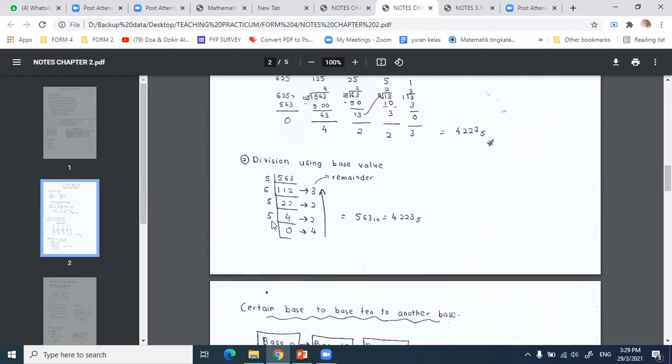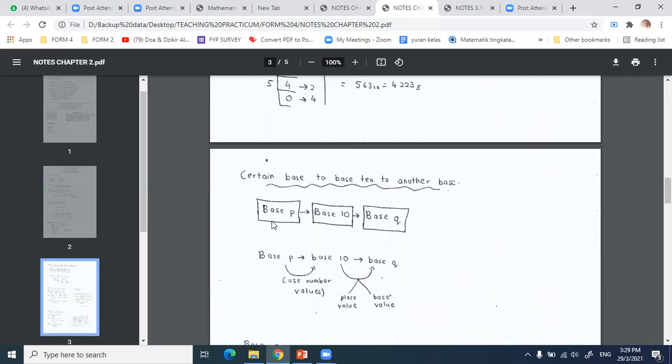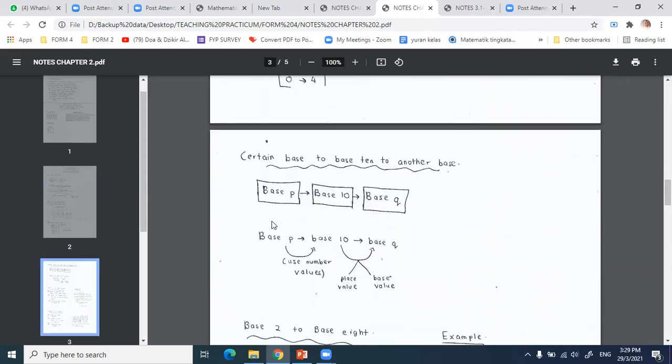Okay. Next, we will learn how to convert a certain base to base 10 and then to another base. Firstly, base P. Base P can be base 2, base 3, any base. And then we want to convert it into base Q. For example, we want to convert base 2 to base 5, but it cannot be converted straight away. So we must convert it to base 10 first and then convert to base 5.